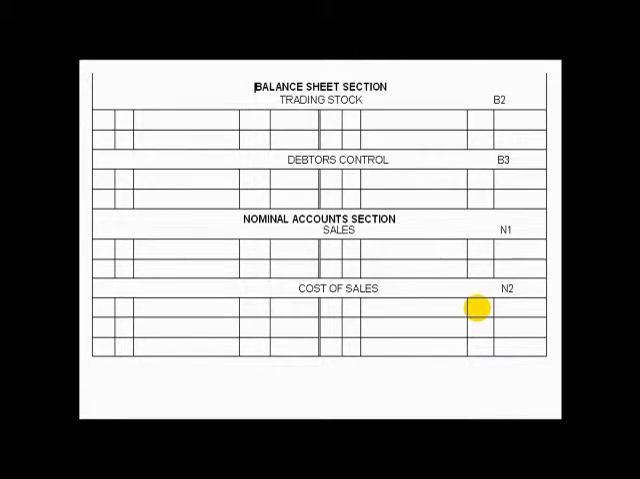So, what happens when you post, gentlemen, from the debtors journal to the general ledger? Well, these are the accounts that are going to be involved: trading stock, debtors control, sales, and cost of sales. And of course, our general ledger is divided into the balance sheet section and the nominal section.